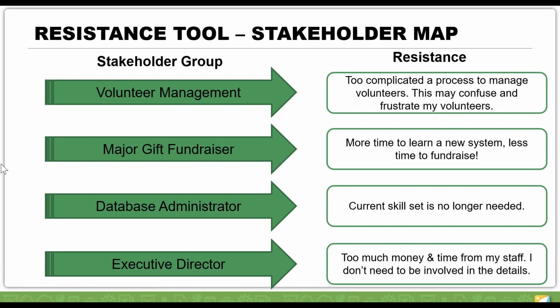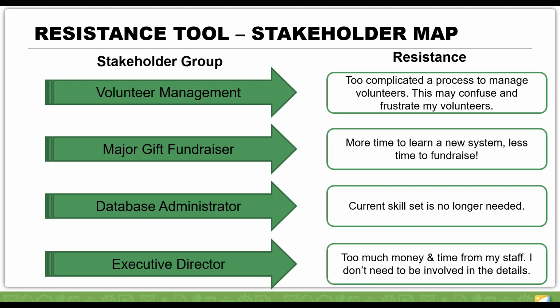And essentially what it allows you to do is to identify what areas of greatest resistance a certain group might have that you're working with. So let's say most of you said you have a major project spanning maybe multiple departments. So you might have volunteer management, major gift officers or fundraisers, you've got database administrators, IT, and then you've got executive directors or leadership. The map is meant to work this way.